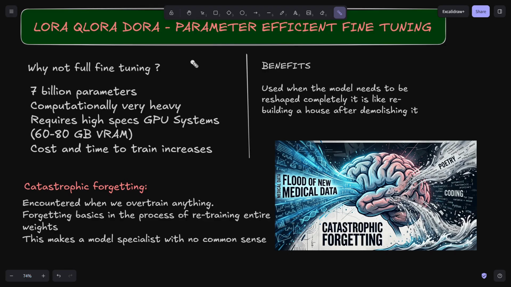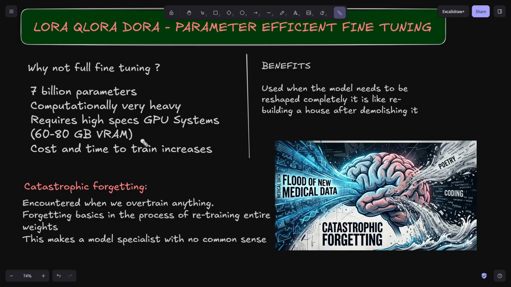Let's say you have 7 billion parameters. To retrain them is a very computationally heavy task. It would require around 60 to 80 GB of VRAM, and to get this much RAM is not possible on individual GPU systems. So you'll need a complete set of GPUs. It is not feasibly possible for an individual to completely fine tune any LLM.